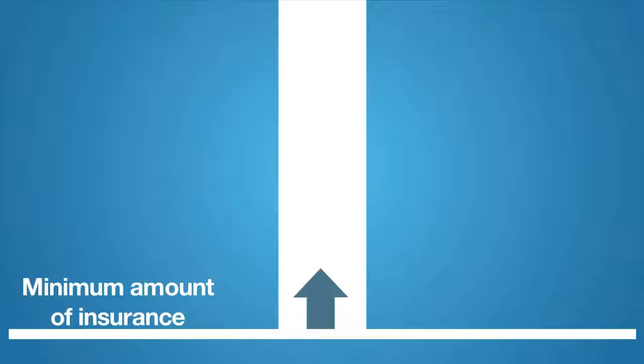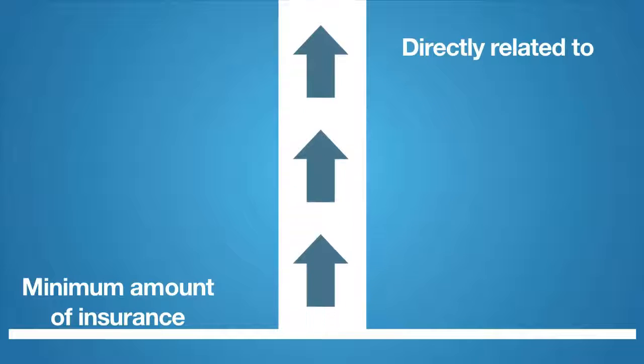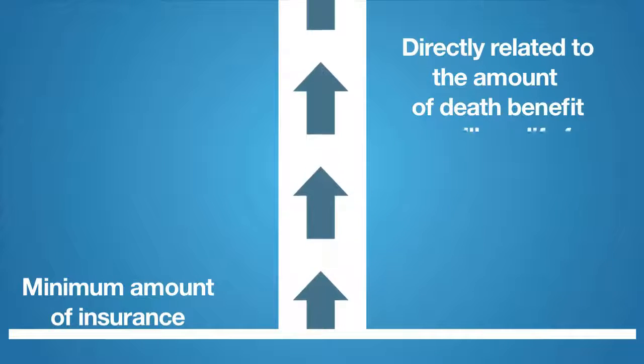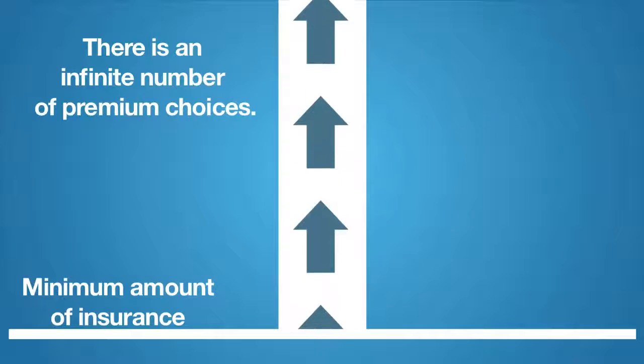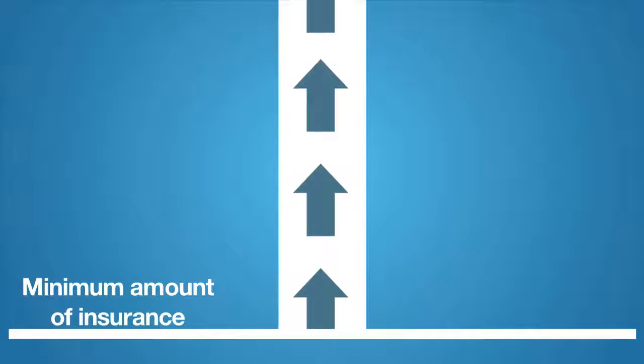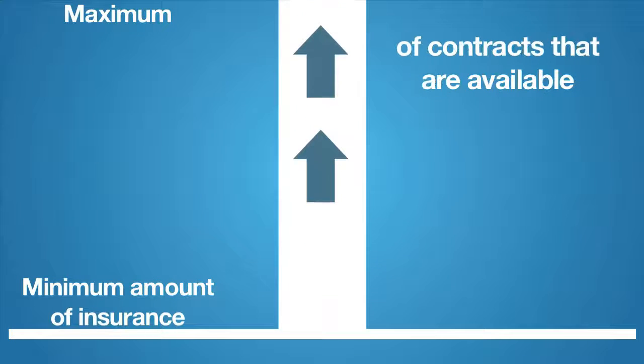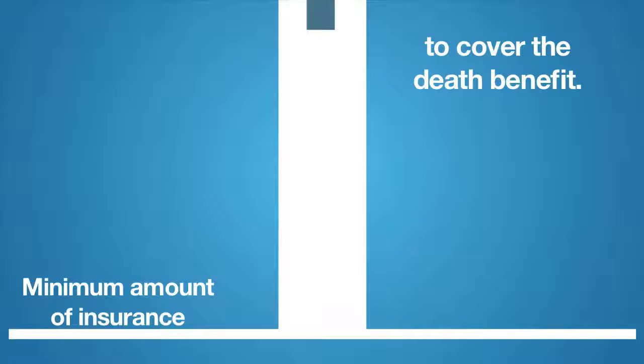With any contract, first we must determine the minimum amount of insurance. This is known as the base premium. This premium is directly related to the amount of death benefit you will qualify for. There is an infinite number of premium choices. For any amount of death benefit, there is a minimum you can pay and a maximum you can pay. Why? Because of the different types of contracts that are available to cover the death benefit.